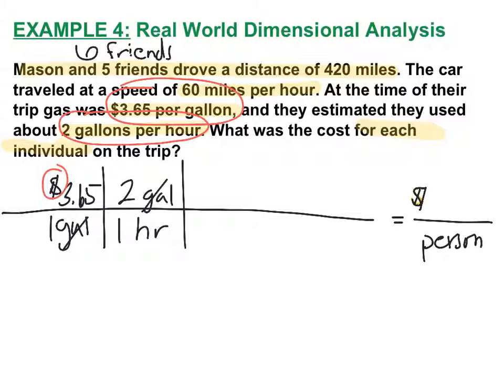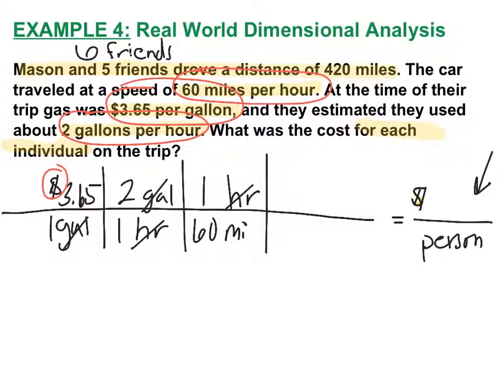I don't want hours. I don't want that in the end. Down here, I have money per person, no hours. So I need to get rid of hours. Where does hours go? Diagonal. What conversion has hours in it? 60 miles per hour. So we have 1 hour and we go 60 miles. My hours cross each other out.